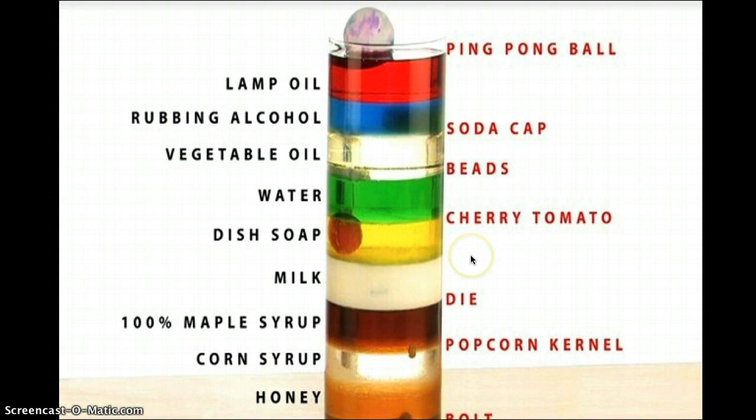Now, we added some extra things in here. For example, the popcorn kernel, which is right here. The popcorn kernel happens to be less dense than the corn syrup because it's floating on top of it, but it's more dense than maple syrup because it is beneath it. It's sunk below the maple syrup. It also sunk under the milk, the dish soap, the water, the vegetable oil, the rubbing alcohol, and lamp oil. So it's more dense than all of these combined.